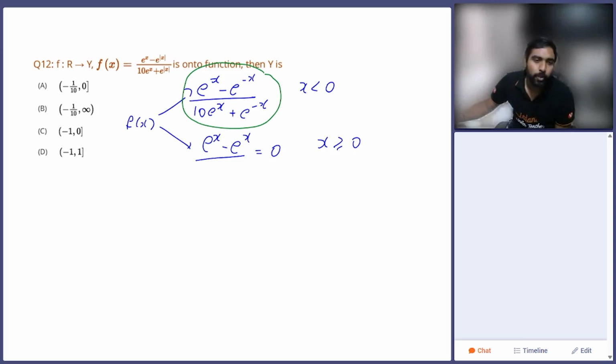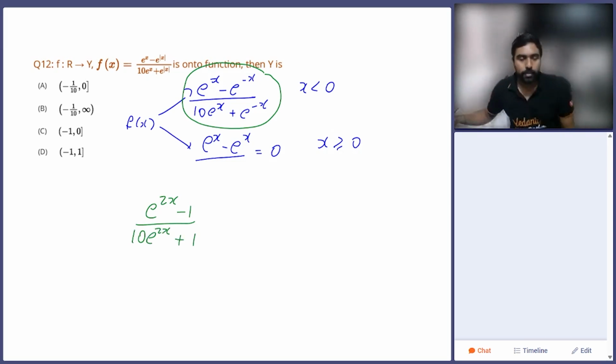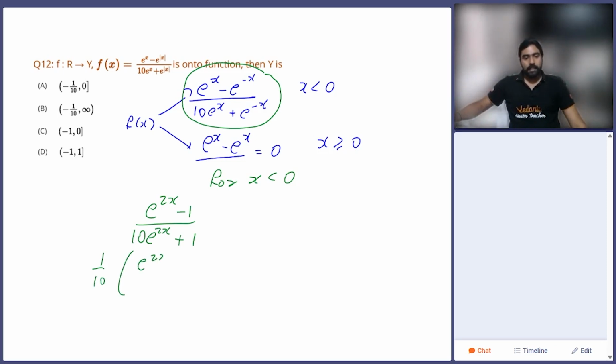Let's try to club e^(2x). So I can write this as (e^(2x) - 1) divided by (10e^(2x) + 1), basically multiplying the entire expression by e^(2x). Okay, very well. We need to get the range of this expression over here. For x less than 0, I can see an e^(2x) type of expression created in the numerator and denominator both. So step number 1, let me take that 10 common, and I'll get (e^(2x) - 1) divided by (e^(2x) + 1/10).